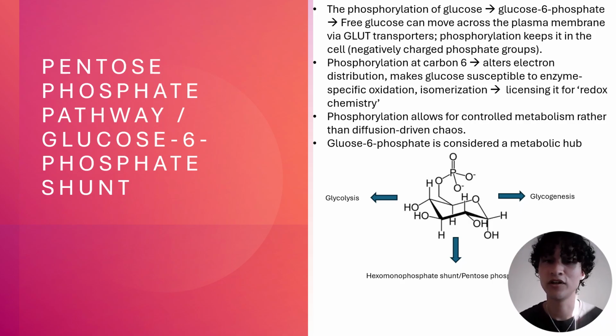But of course glucose 6-phosphate can be shunted to the hexose monophosphate pathway, so the addition of that phosphate group makes it more susceptible to enzyme-specific oxidation, for example. It's really important in committing that glucose 6-phosphate is oxidized into 6-phosphogluconolactone, and it's fully committed to the oxidative phase of the pentose phosphate pathway, which we'll talk about in the coming slides. So you can kind of see the importance of glucose 6-phosphate. It's called a metabolic hub, because it has several different metabolic fates.